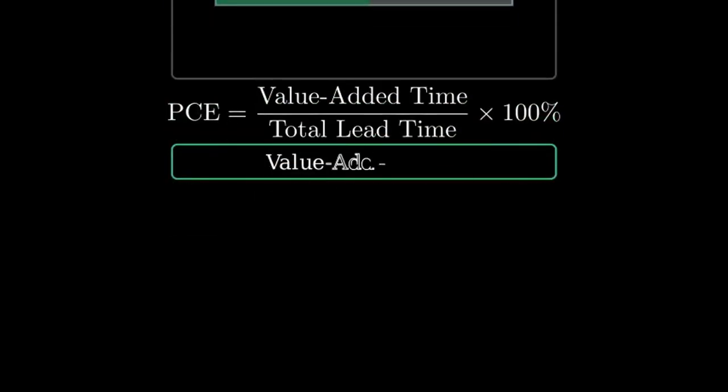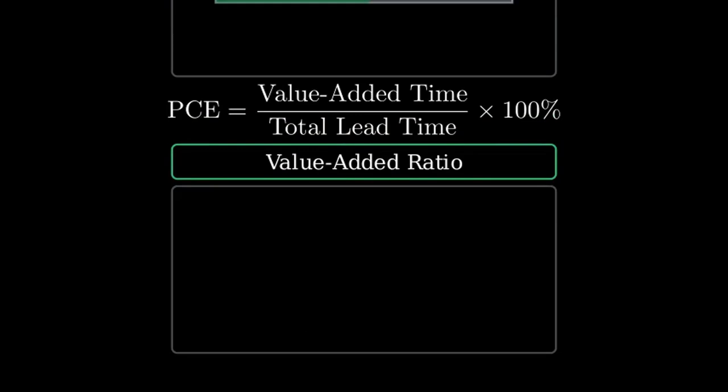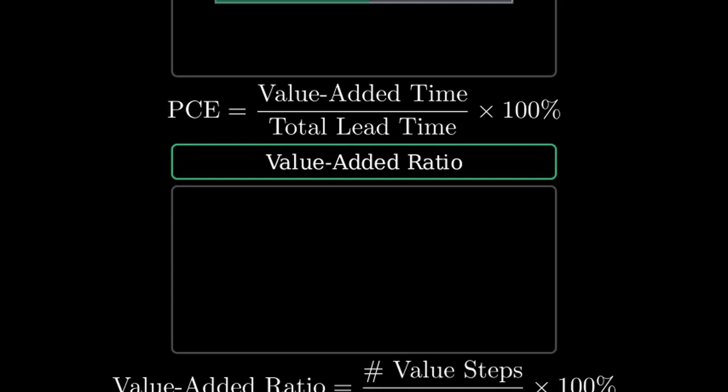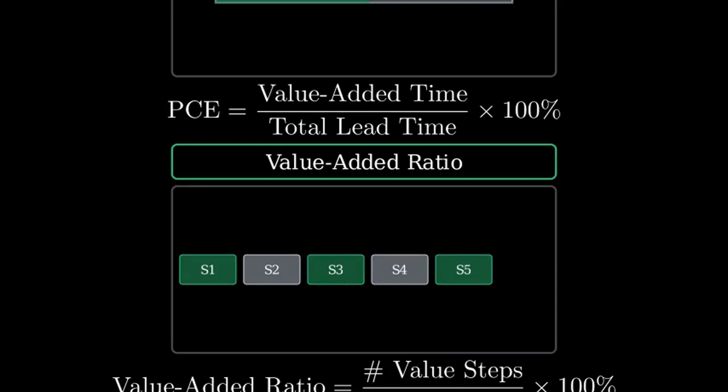Value-added ratio is similar, but compares the number of value-adding steps to the total number of steps. Value-adding steps over total steps times 100%. Visually, we mark green steps as value-adding and gray steps as non-value.